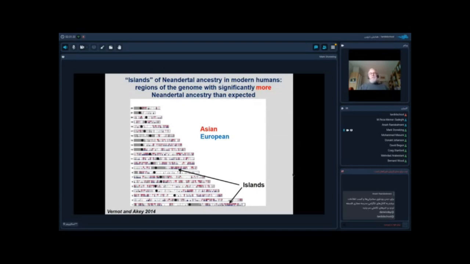But now, in addition to deserts, there are also islands of Neanderthal ancestry. These are regions of the genome with significantly more Neanderthal ancestry than expected.